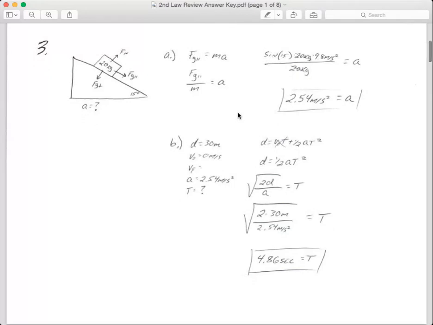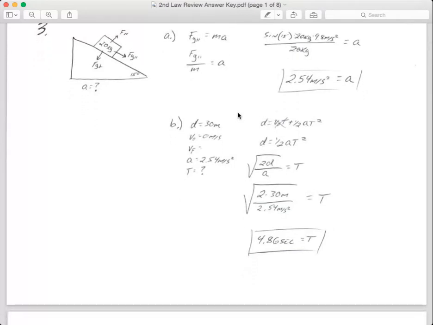Part B. We're going to assume the block starts from rest, and how long is it going to take it to slide a total of 30 meters if it's a 30-meter long hill? Well, for that, we're actually going to go back to kinematics, a little bit of review. Our 5 things that we know: d is 30, because it's given in the problem how long it's going to take to go 30 meters, and it's starting from rest, so v naught is 0. We just solved for acceleration of 2.54 meters per second squared, and the question says, how long is that going to take? So I pick my equation that does not have vf in it because that's the thing we don't have and don't care about.